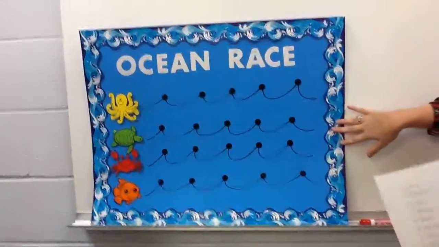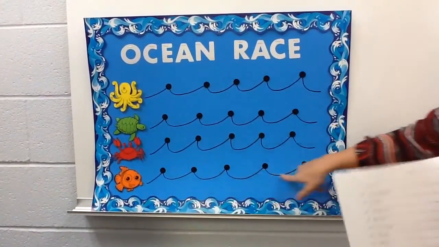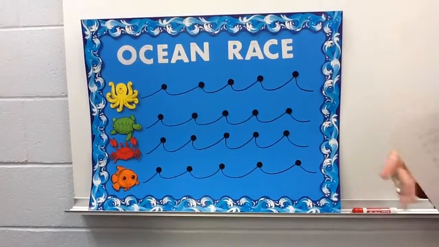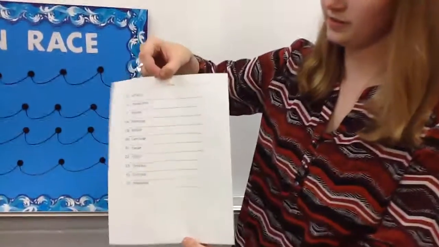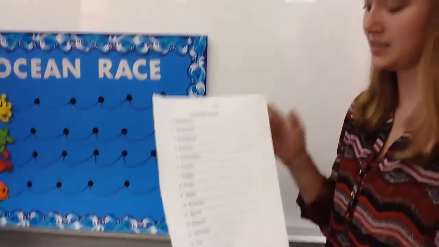My last activity is called Ocean Race, and on this board I have all 4 teams represented, and I have 5 spaces that they can move. The object of this game is each group will have to come and fill out this sheet. It has all the vocabulary words on it. They will write the definitions for as many as they can.